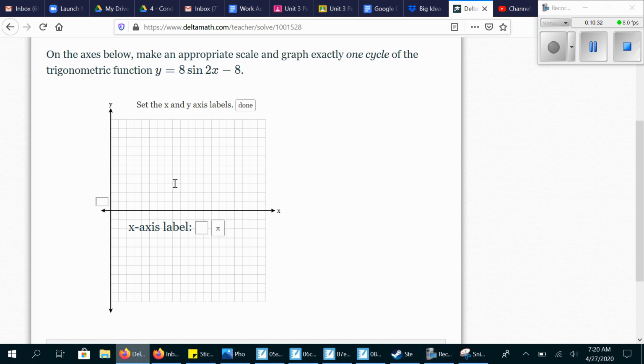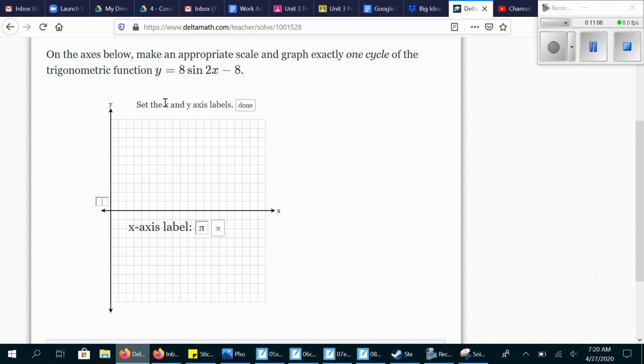So the first thing it asks you to do is set the x and y axis labels. And to me, the easiest x-axis label, as long as we're setting it ourselves, is just going to be to have the x-axis label be the period of the graph. So let's figure that out. We've got a frequency here of 2, so period equals 2 pi over frequency. So 2 pi over 2, the 2's cancel, we're going to have a period of pi. So let's just make the x-axis label pi.